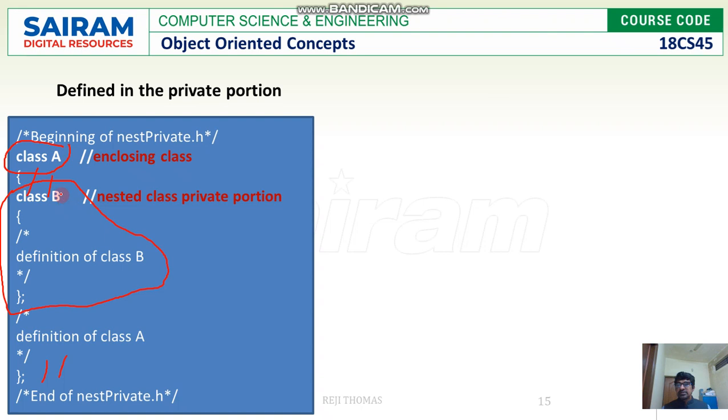If you look at this, class B is defined in the private portion of the class. As I have told already, this can be written as private, protected, or public. By default, every member of a class is private. We have not mentioned it explicitly, so by default we can say that this is defined inside the private portion.